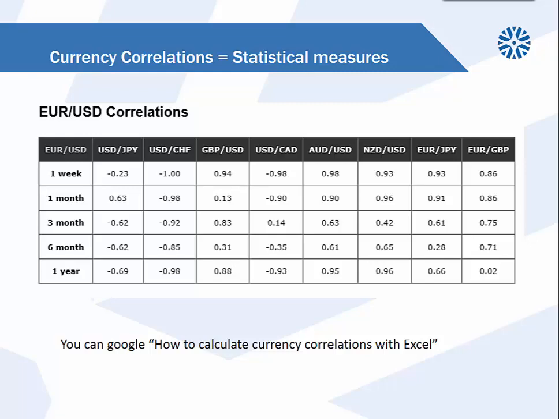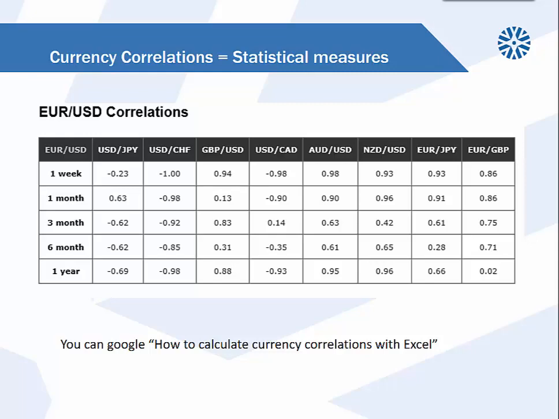And down the left axis we can see the actual time scale. So what are the correlations like over the last week, last month, 3 months, 6 months, and a year. So if we can just look at these numbers, some of you may already be able to pick out some of the relationships. Some of you may be able to look at it and not truly understand it. So why don't we talk through just a few of the prominent ones.